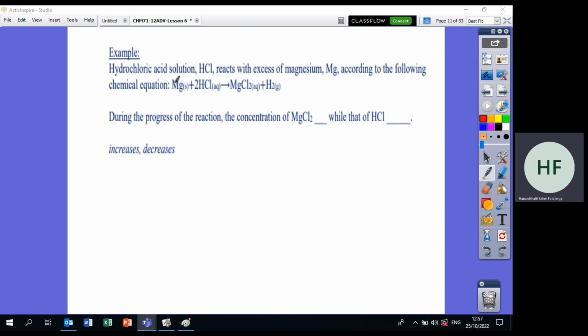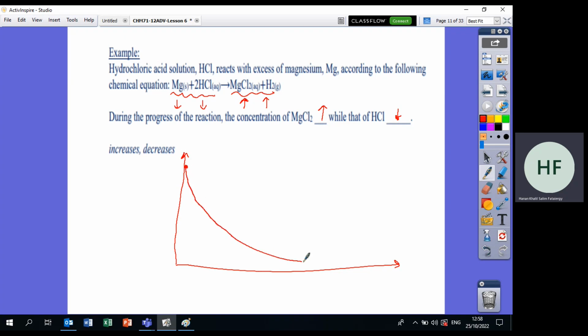Okay, now let's look at this question. This question says Mg, HCl, MgCl2, and H2. What happens to Mg and HCl? Now these two are reactants, so they will decrease. These two are products, so they will increase. So the concentration of MgCl2 will increase and HCl will decrease. Now, if you were supposed to draw the graph, usually the reactants will start from a number and they will decrease, they become 0. The products will start from 0 and they will increase till they become constant. So usually the reactants decrease and the products increase.